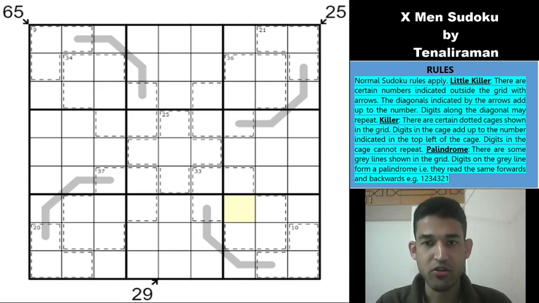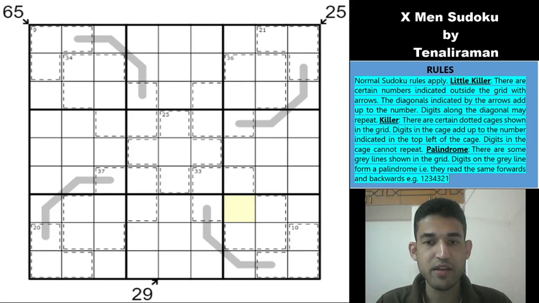Then you have killer rules inside the grid. As you can see, there are several cages. Cages are nothing but cells encompassed by dotted lines. So the digits do not repeat inside the cages, unlike the little killer rule where digits may repeat. And when you add the digits inside the cages, you will reach the clue given at the top left corner of the cage. So this is the killer part.